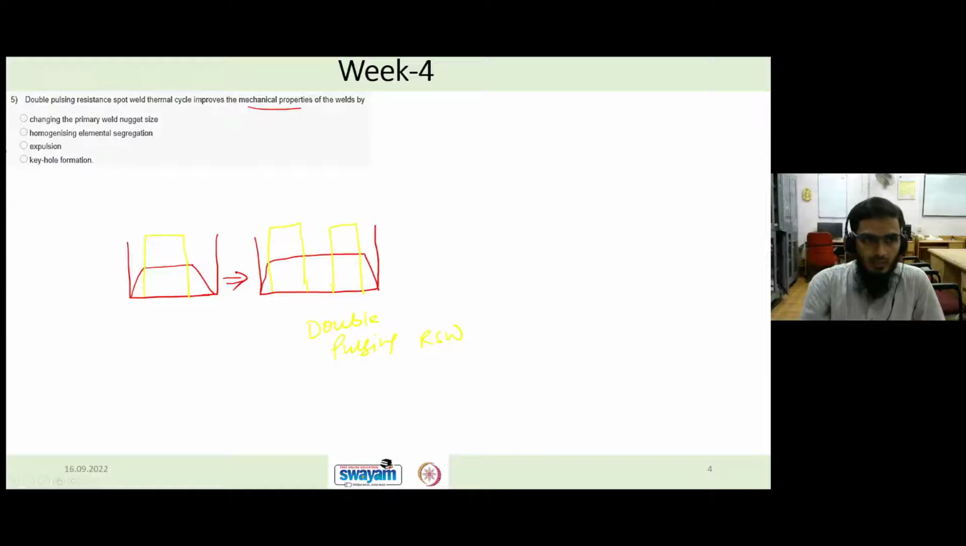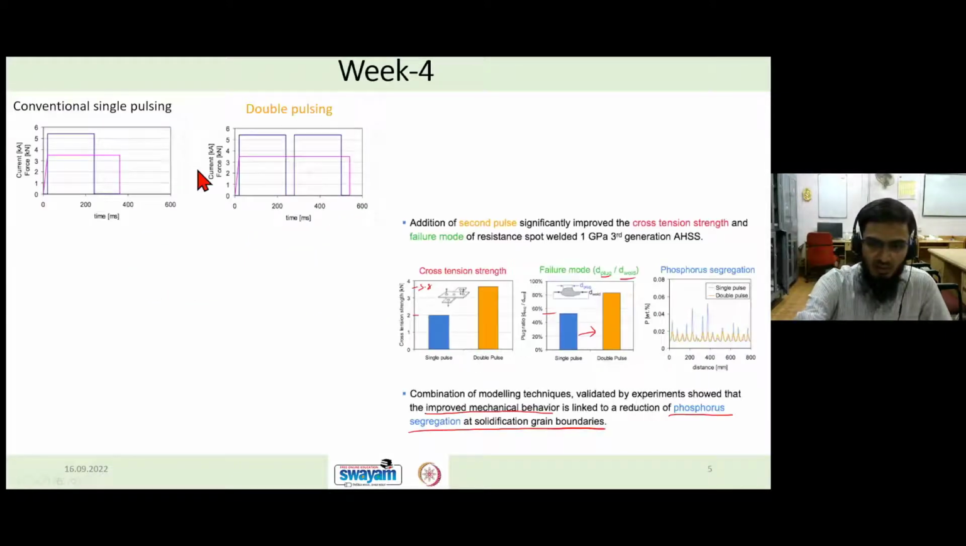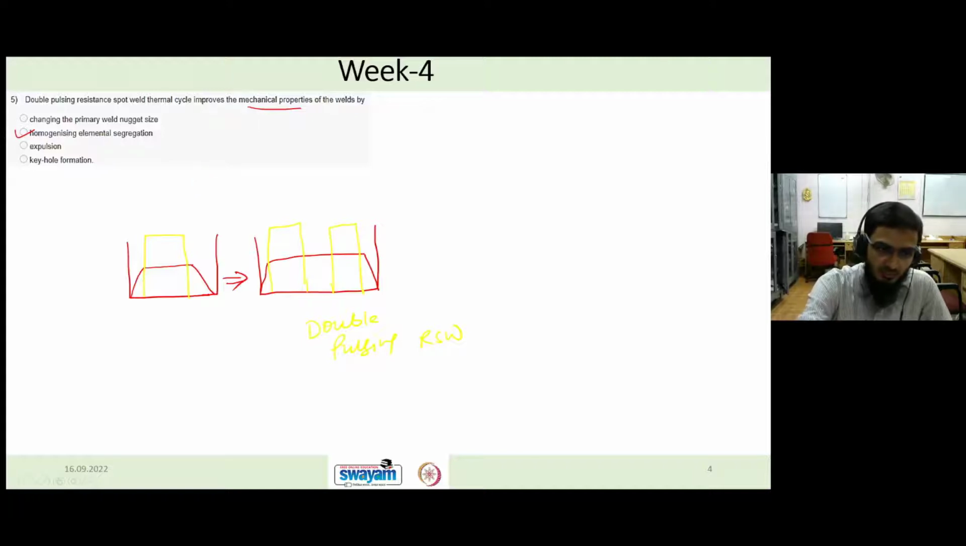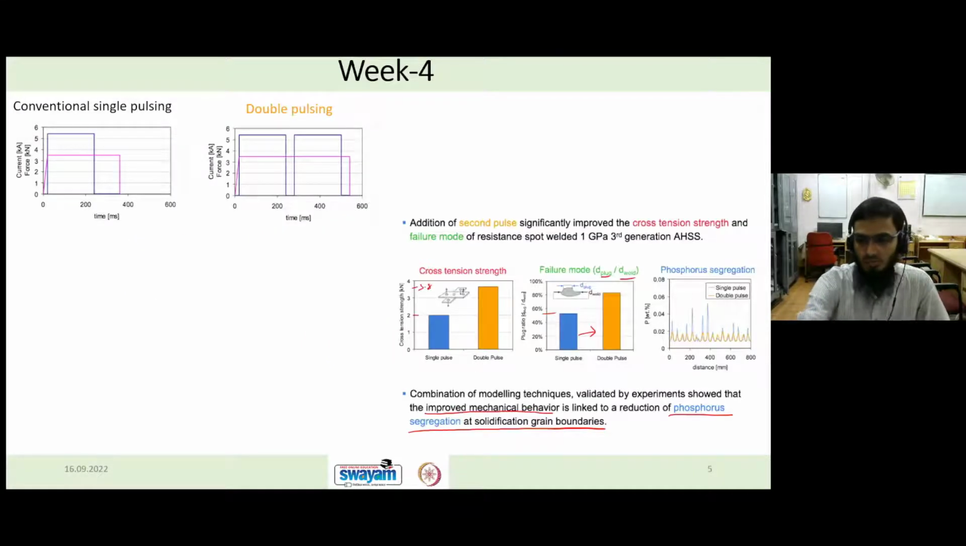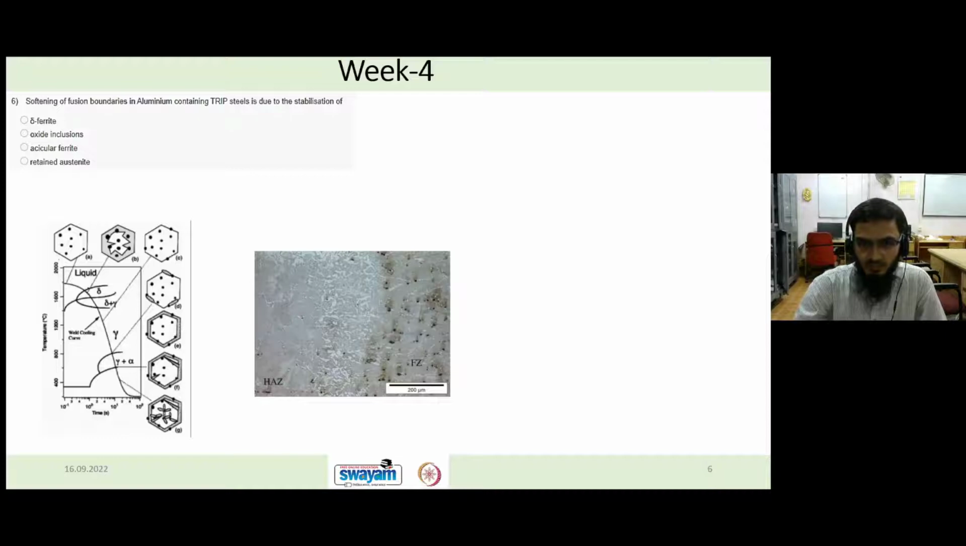So in terms of elemental segregation, that segregation is getting homogenized, and due to this homogenization of elements like silicon, phosphorus or sulfur, the mechanical property is getting improved. So the right answer for this problem is homogenizing elemental segregation. Double pulsing will homogenize the elemental segregation. So option B is the correct one. Now we will move to the next problem, question number 6.